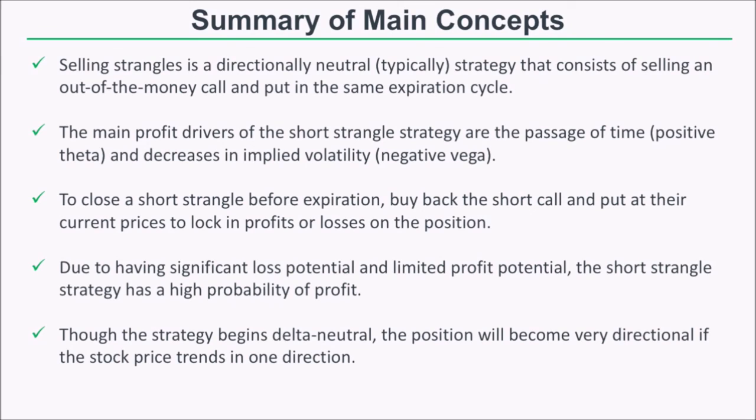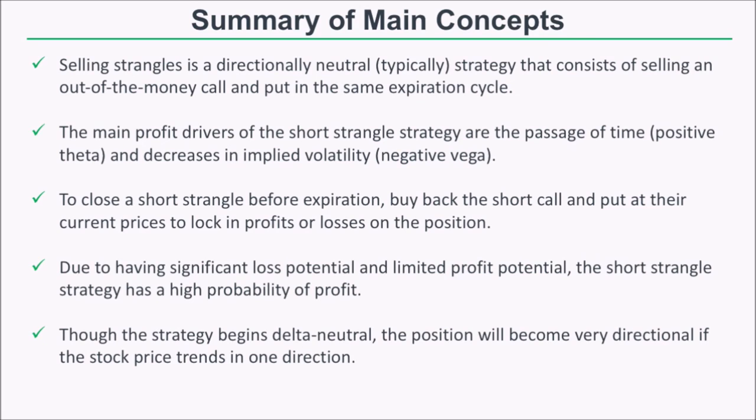Alright, so let's go ahead and recap the main concepts that you've learned from this video. First and foremost, selling strangles is a directionally neutral strategy that consists of selling an out-of-the-money call and put in the same expiration cycle. While it's typically entered as a directionally neutral trade, recall that we did mention that you can structure it in a directional manner, but most of the time it will be a directionally neutral position.